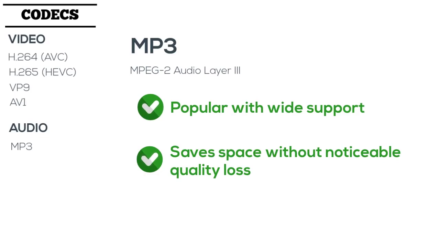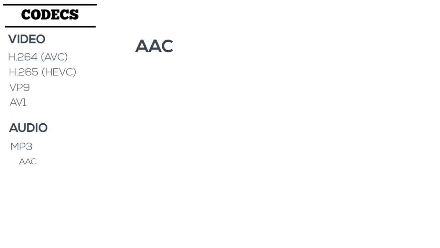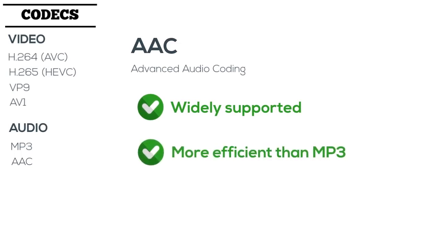24 years later, MP3 continues to be a popular format for sharing and playing back audio content, but it has limited functionality for video, and there are a few other audio codecs that have become increasingly popular over the years. For example, AAC, which stands for Advanced Audio Coding, is a proprietary audio codec developed shortly after MP3. The main benefits of AAC are that it's widely supported and that you get better sound for the same bitrate. This has made AAC the most popular codec to use for videos today.